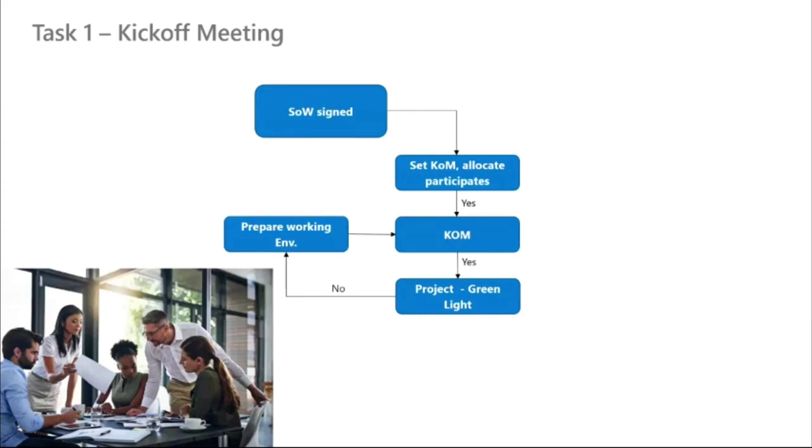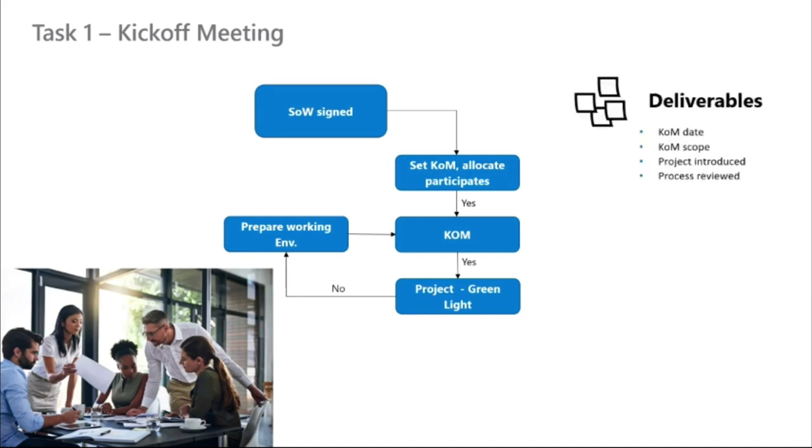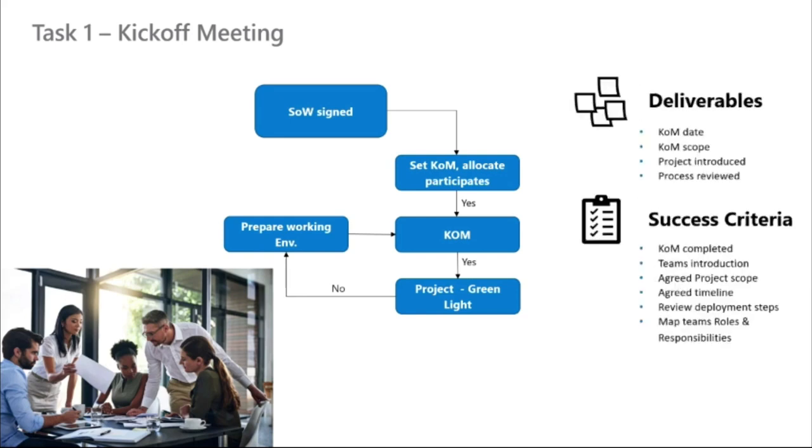The flowchart of a kickoff meeting is very simple. Once you have a signed SOW, you will be able to do a kickoff meeting. Once the scope of work is defined, you can allocate the different participants. Now, I can't emphasize enough how important it is to allocate the right participants. Let me present to you the key deliverables and the success criteria, and also point out later the exact key takeaway that I want you to take from it.